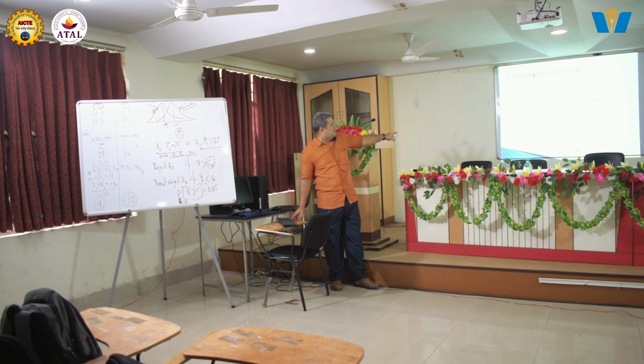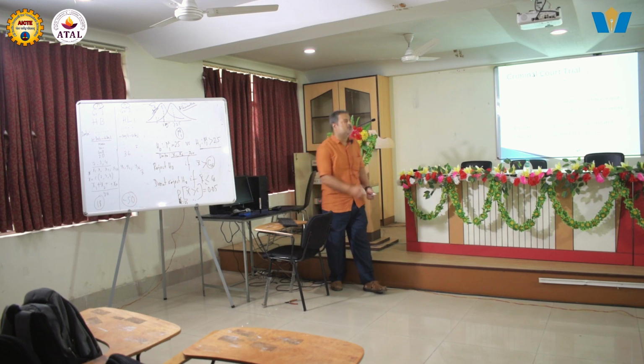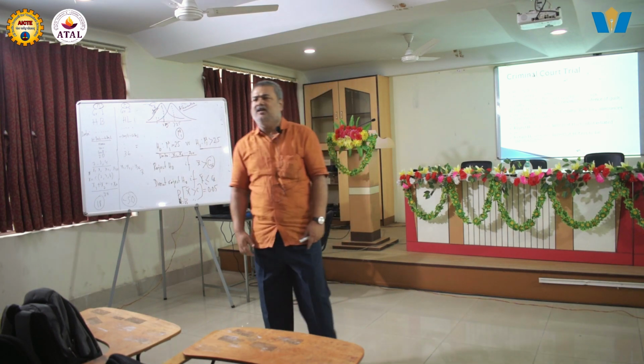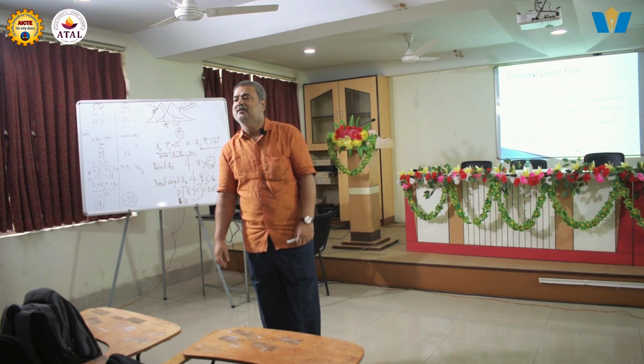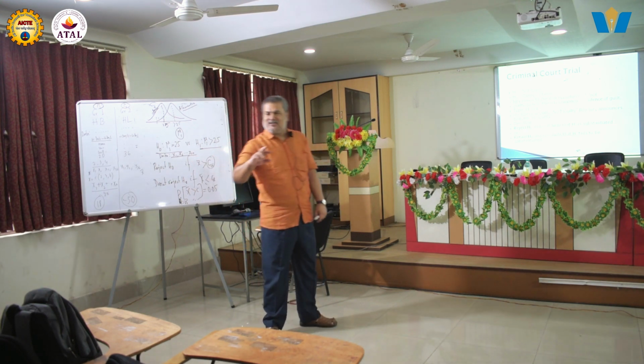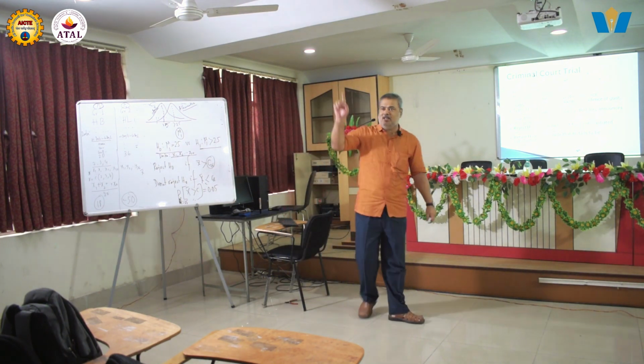Reject H naught and conclude that H1 is substantiated because we have convincing evidence. Or retain H naught, that is, do not reject H naught, and conclude that H1 fails to be substantiated; you do not have enough data. And what is type 2 error? Do not reject H naught when H1 is true.